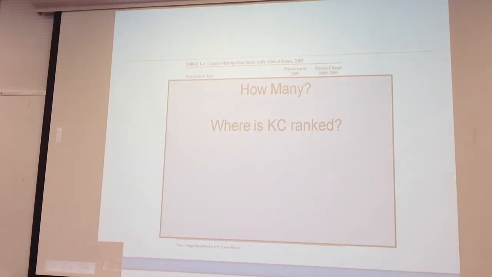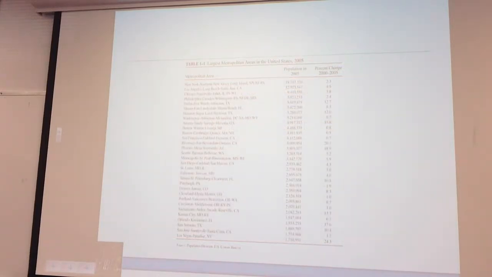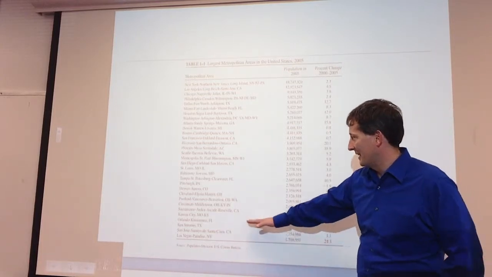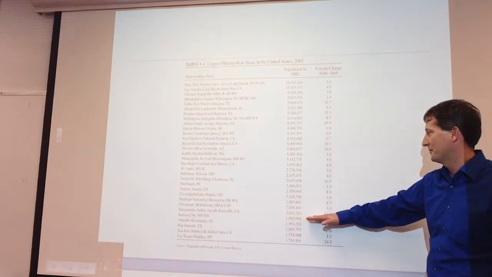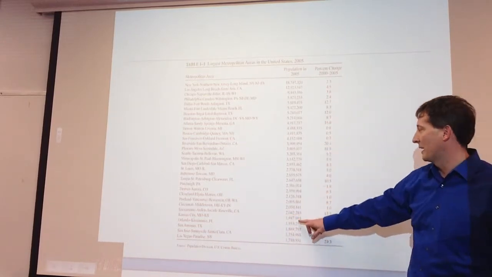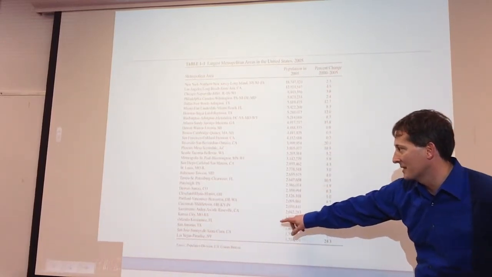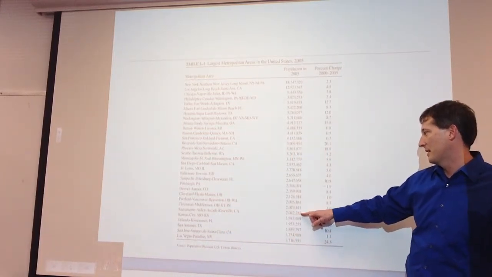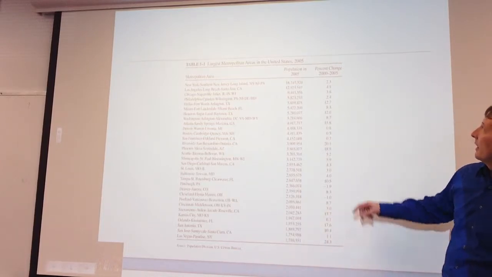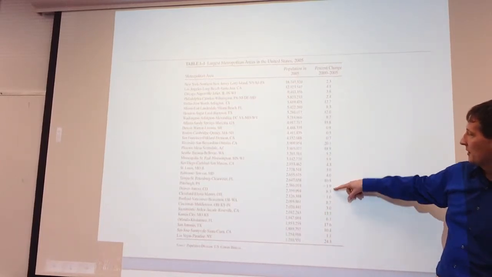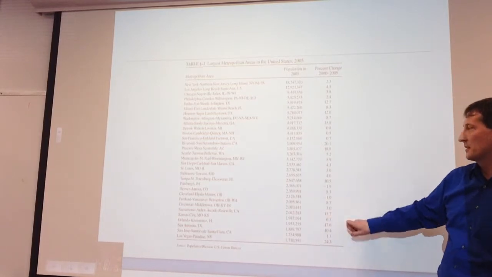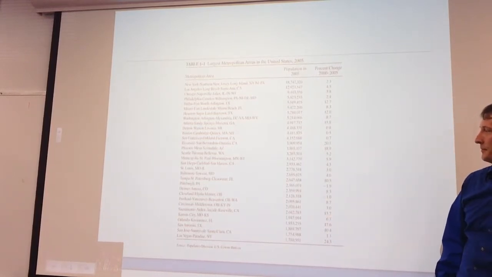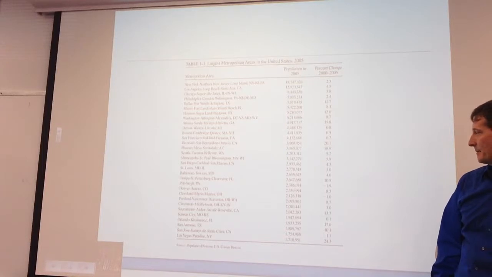Kansas City is second to last. There they are. So Kansas City is down here. This is 2005 data. And so we got Kansas City, Missouri and Kansas, notice, so it's the whole metropolitan area at 2 million. And the percentage change was pretty strong relative to a lot of counterparts here at 6.1.